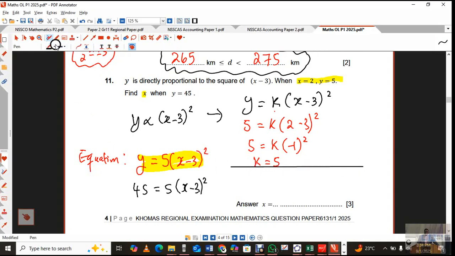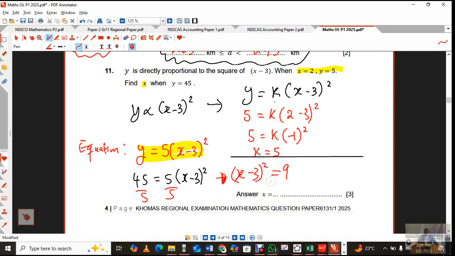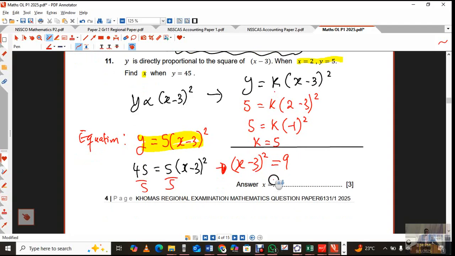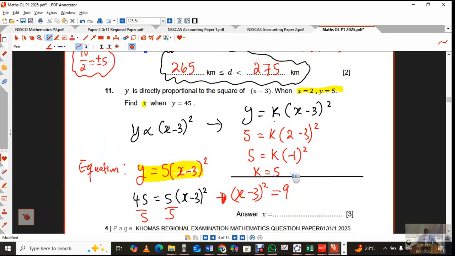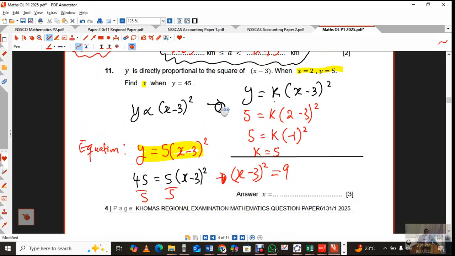Right, so what you need to do is divide throughout here by 5, and if you are dividing by 5 here, you also divide 45 by 5. So this gives me x minus 3 all squared is equal to 9. I hope you can see where I'm going with that. Okay, so how do you get rid of that square? Of course, you take the square root of 9.